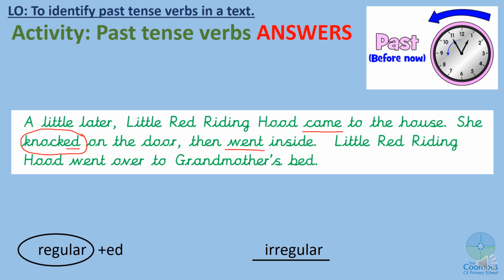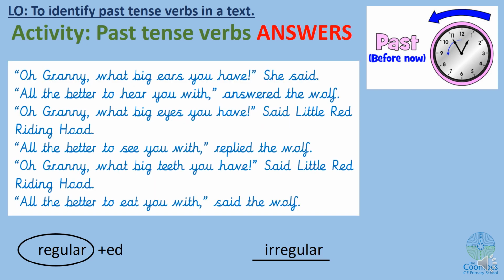Then went, it's something she did, she went inside. Little Red Riding Hood went over to grandmother's bed. Oh, Granny, what big ears you have, she said. Said is an irregular past tense verb.